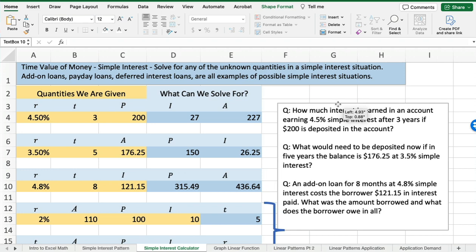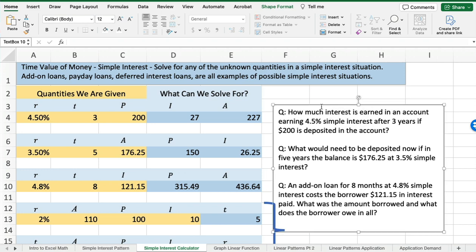Okay. So this being our first video, I spent a lot of time just explaining the context, so we may just have time to do one problem. The first question says, how much interest is earned in an account that earns 4.5% simple interest? That's our rate, by the way, after 3 years if $200 is deposited in the account. So the first thing I want you to notice is that the word rate does not show up there, but the first part of the question says how much interest.